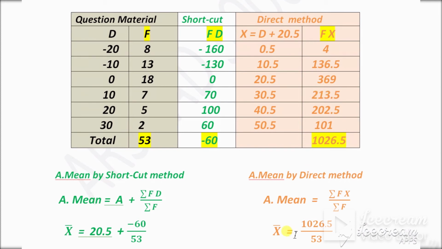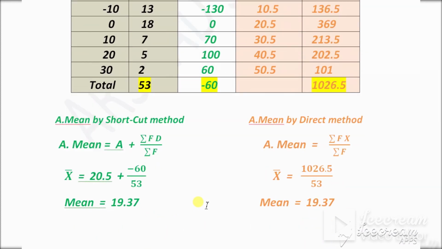Now according to the formula, mean is equal to summation fx divided by summation f. So the fx total is 1026.5, and the f total is 53. Now divide both totals and we will get the mean. So according to this one, the mean is 19.37, and the previous one is also 19.37. The mean of the shortcut method and the direct method are the same, so it means our calculation is true. Now the next question.